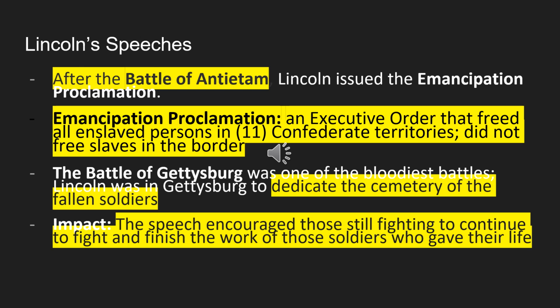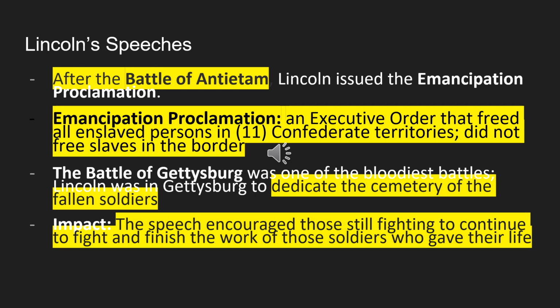Now, will this really do something? Not really, because these territories say that they're not a part of the United States. So, of course, they will not listen to an executive order. But what this does is it shifts the tide of war. It changes public opinion from seeing the Civil War as being about preserving the Union to, oh, maybe the Civil War is about slavery. Now, he's going to have another very important speech, the Gettysburg Address. The Gettysburg Address will follow the Battle of Gettysburg, the deadliest battle in the Civil War.